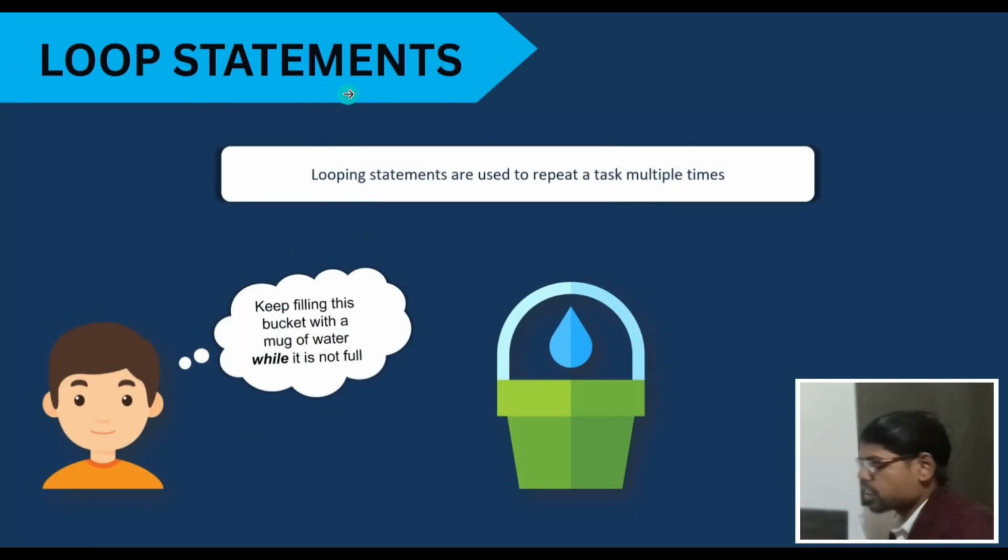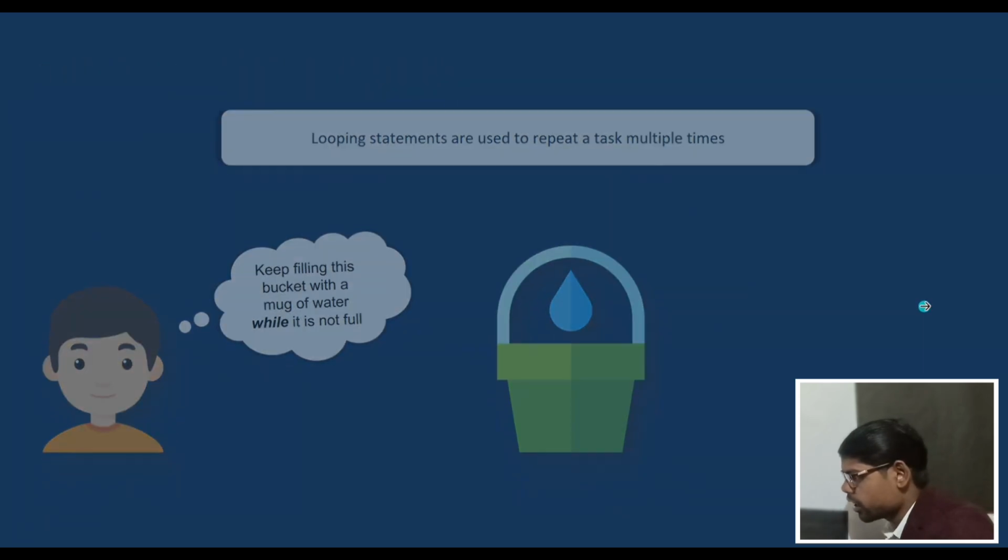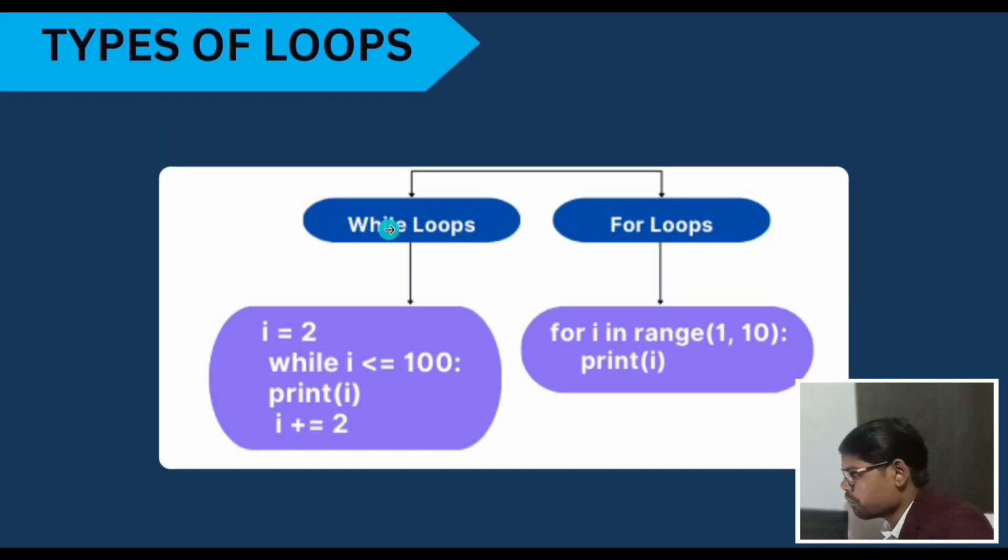And next, looping statement. Yes, this is most important. Looping statements are used to repeat a task multiple times, like this: keep filling this bucket with a mug of water till it is full. This is repeating a task multiple times. It contains only two types, while loop and for loop.